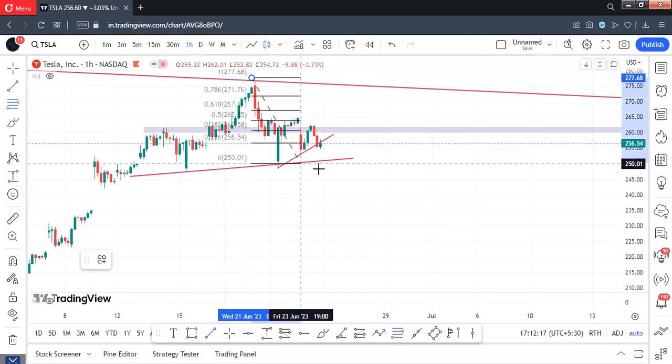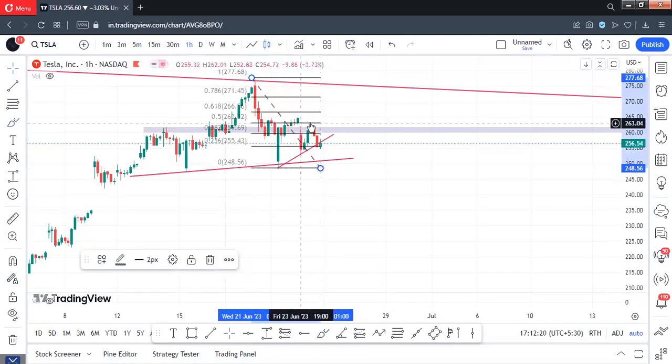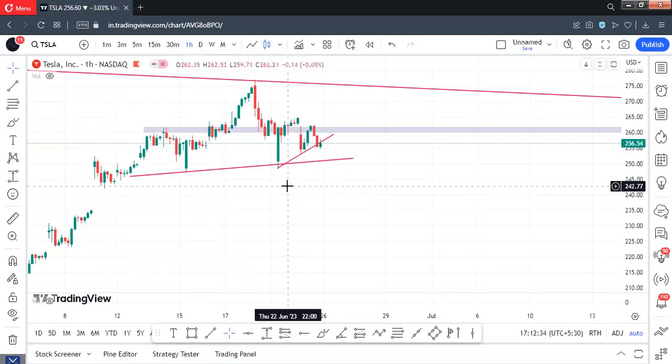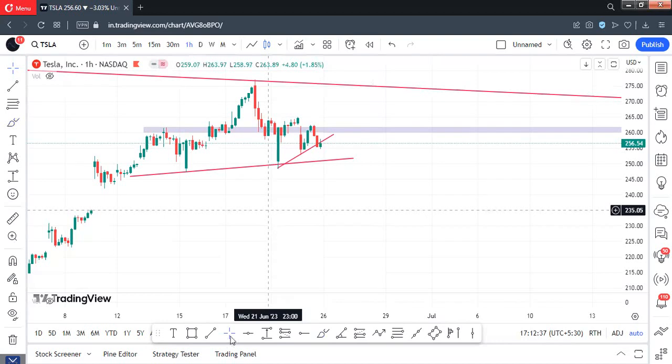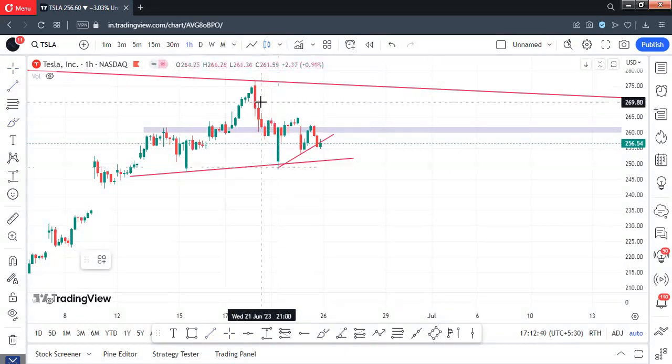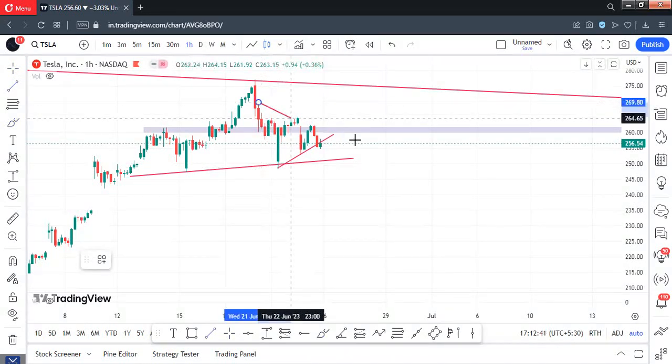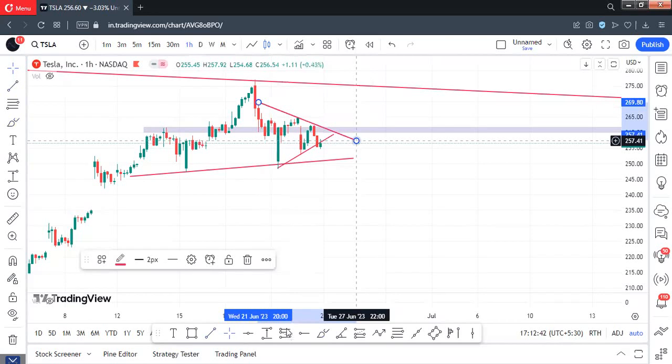If we see 0.5 rejection, it is in the middle. It's not a very good reason for 0.5 because it is in the middle. But still, there are many other reasons, so we can try this. There is one other reason, the trend line. If we follow this trend line, it is giving rejection.